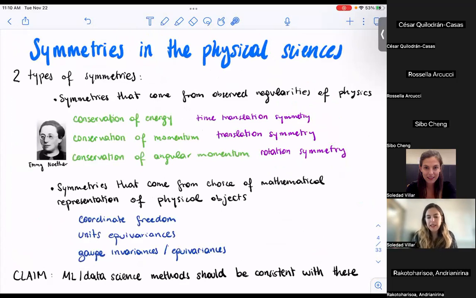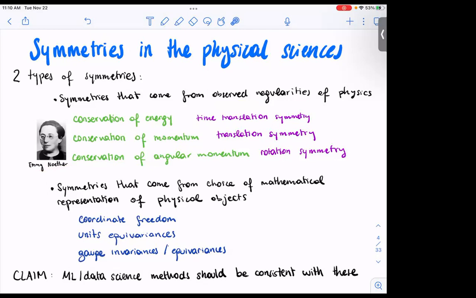In the physical sciences, we also have some symmetries that are very relevant. We can identify two types of symmetries in the physics literature. There are the active symmetries, which come from observed regularities of the physics and have to do with conservation laws according to Noether's theorem. Noether's theorem says that if you have a physical system that has some continuous symmetry, then that symmetry translates into a conservation law. So for instance, energy conservation corresponds to time translation symmetry.